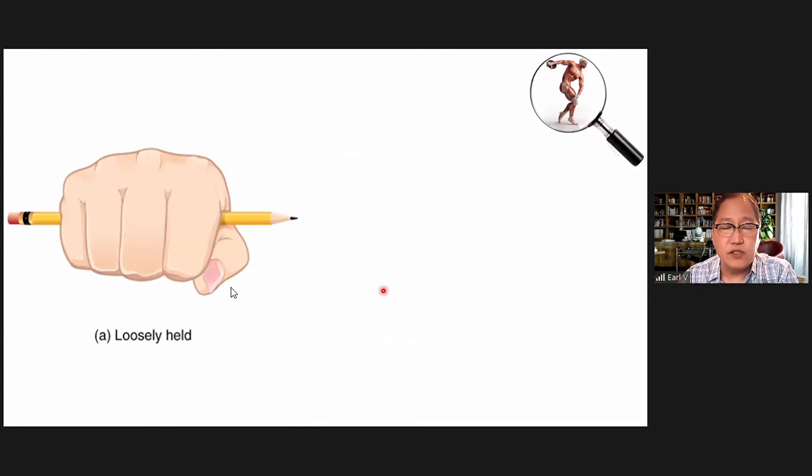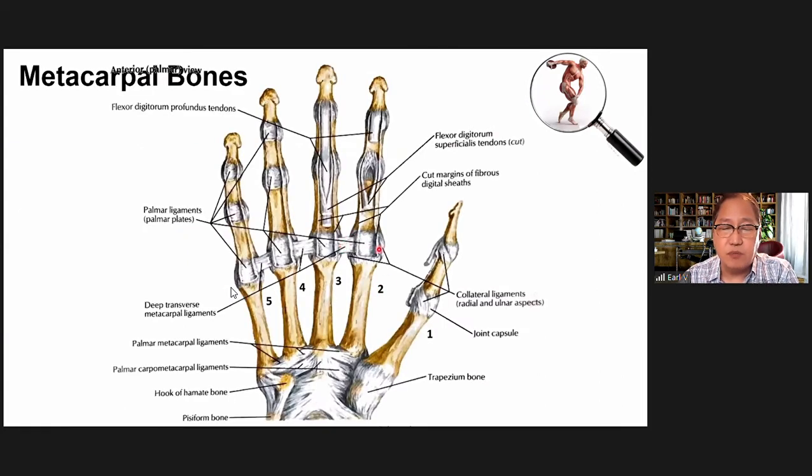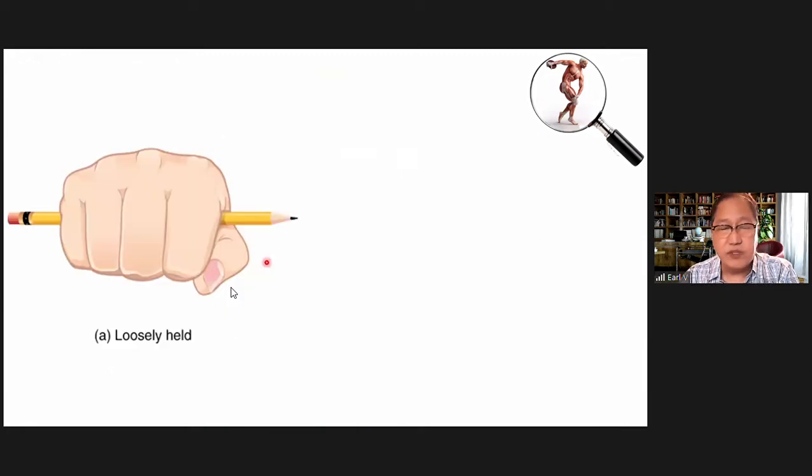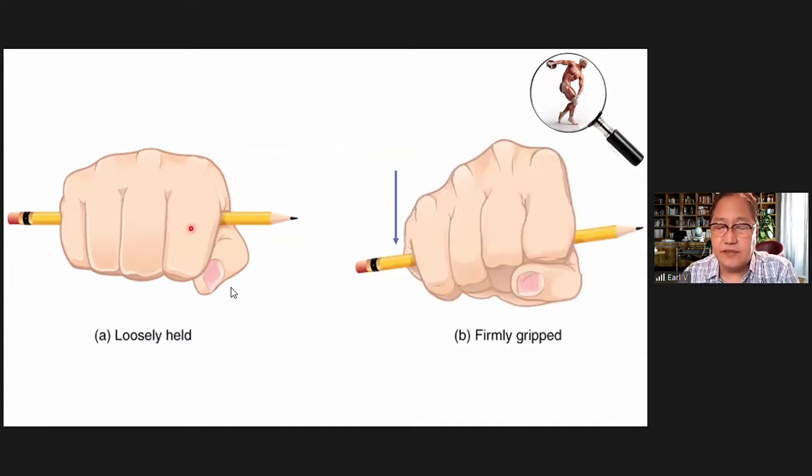Okay, let's go, just an example. This is more fixed, but the fourth and fifth MP joints are more loose. So when you try to grip a pencil loosely, this is the situation. But if you increase the grip more firmly, you may notice that when we tighten our grip, the fifth metacarpal bones are pulled anteriorly.